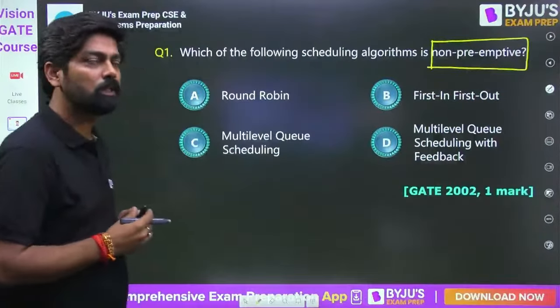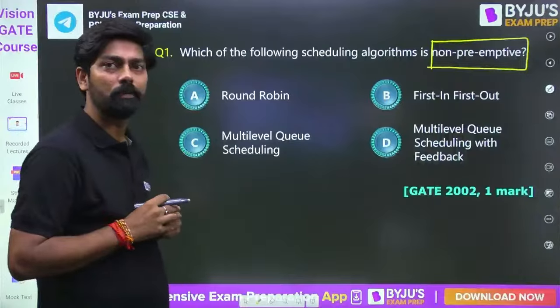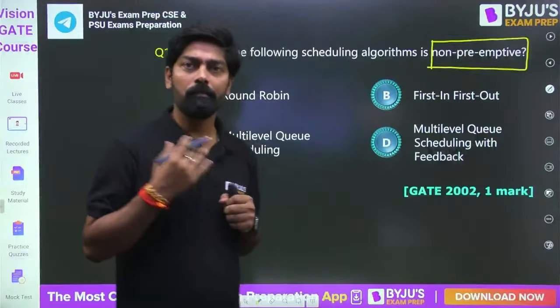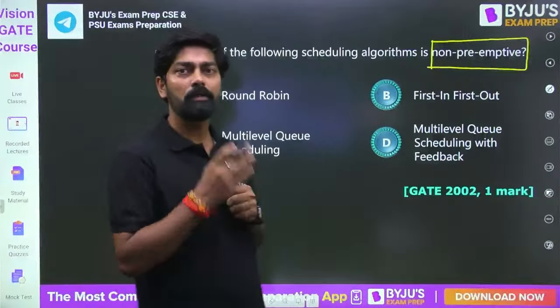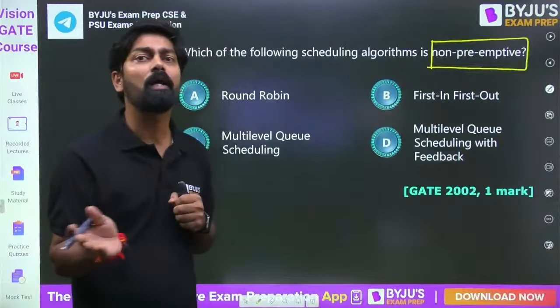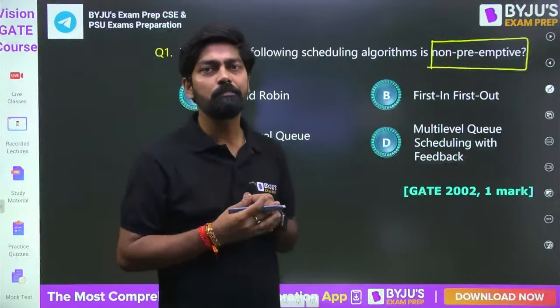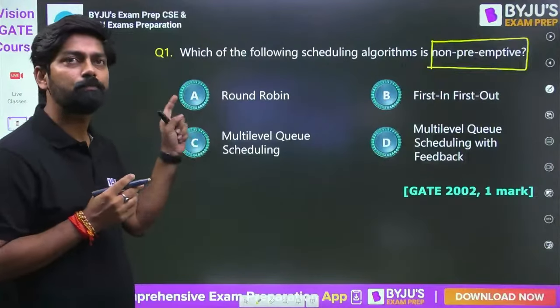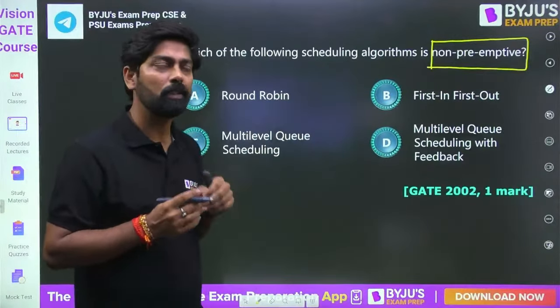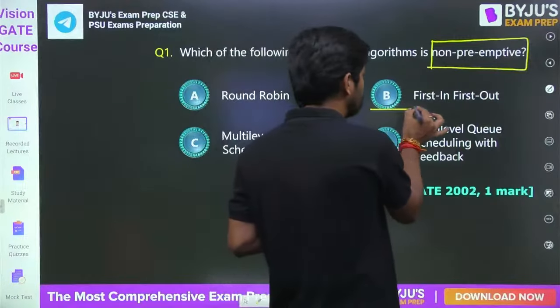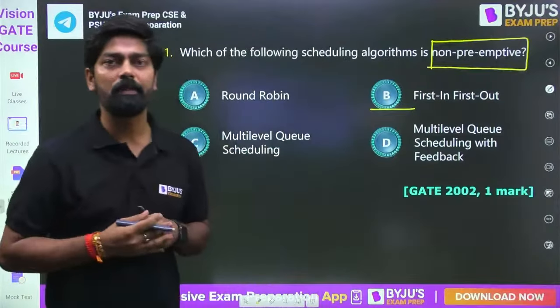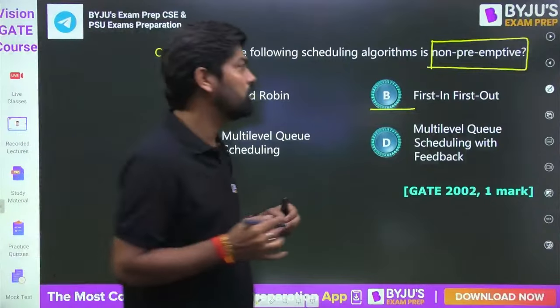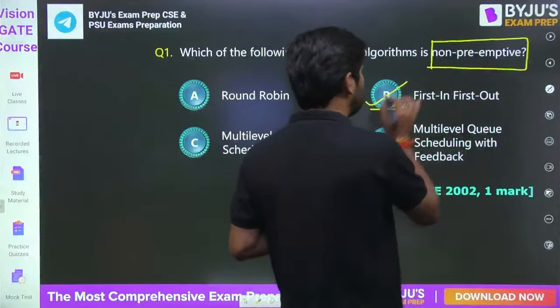See, it is non-preemptive. They are talking about non-preemptive, my dear friend. So see, round robin is a preemptive algorithm. If the time quantum expires, the process will be preempted, and another process will be scheduled to the CPU. Everyone knows. Round robin is preemptive. It is based on time quantum. Fine. First in, first out is a non-preemptive scheduling algorithm.